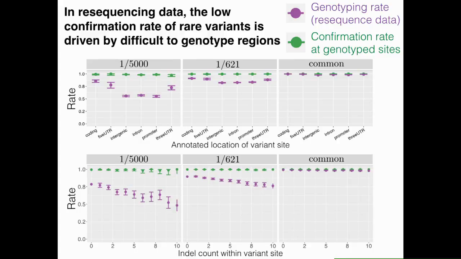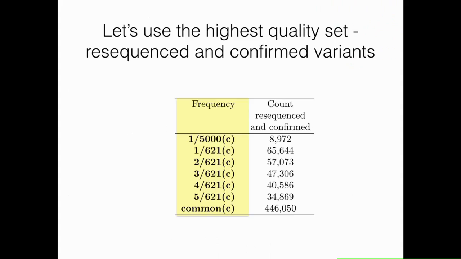So I hope I've convinced you that it's important to actually resequence our rare variants, because it is possible that they could be errors. So I'm going to move forward with the variant classes that have been confirmed. I'll indicate that with a little c following the frequency. When you do that, we have close to 9,000 variants at 1 over 5,000 frequency. And this is effectively an order of magnitude higher than what we had for the MA lines.